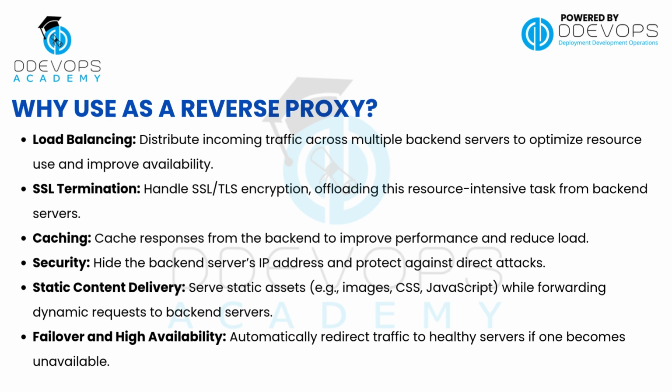Security. Hide the backend server's IP address and protect against direct attacks. Static content delivery. Serve static assets, e.g., images, CSS, JavaScript, while forwarding dynamic requests to backend servers. Failover and high availability. Automatically redirect traffic to healthy servers if one becomes unavailable.